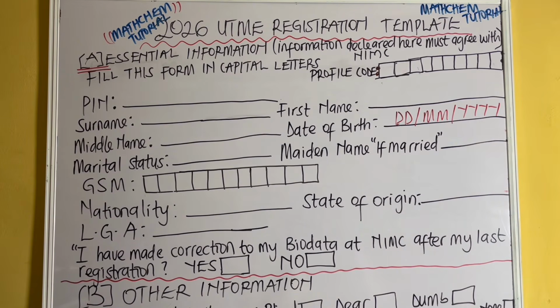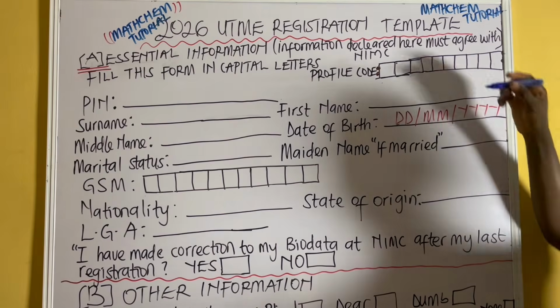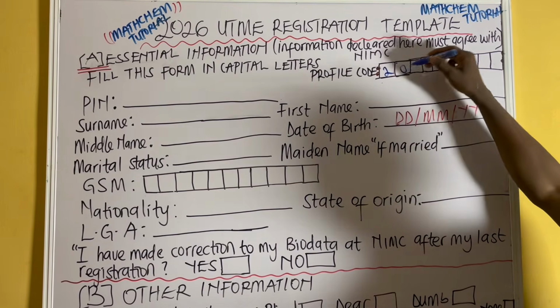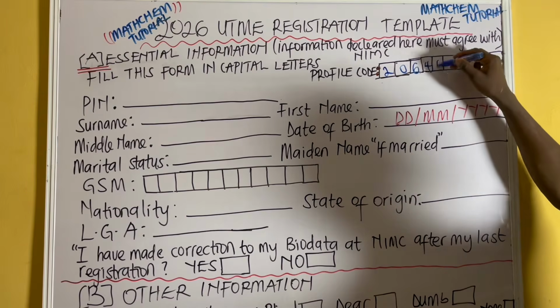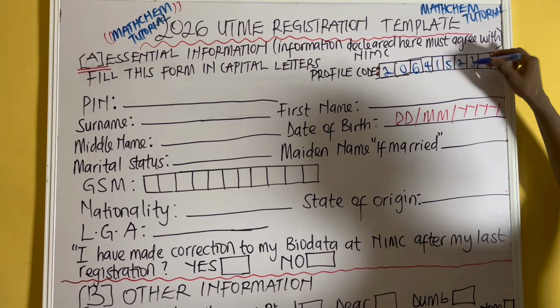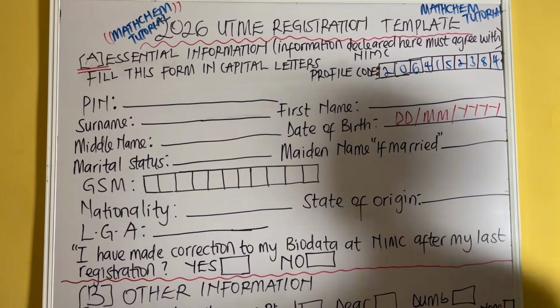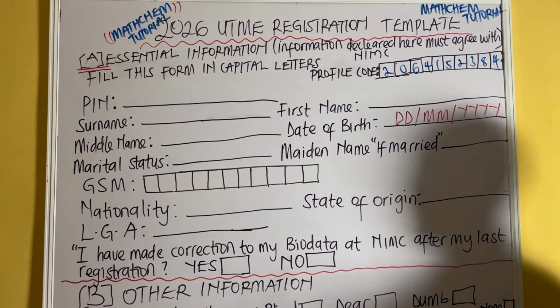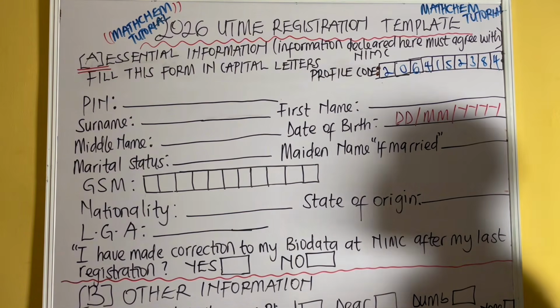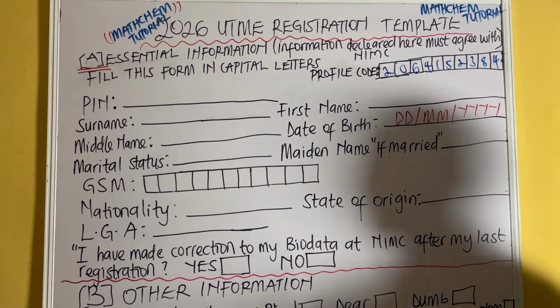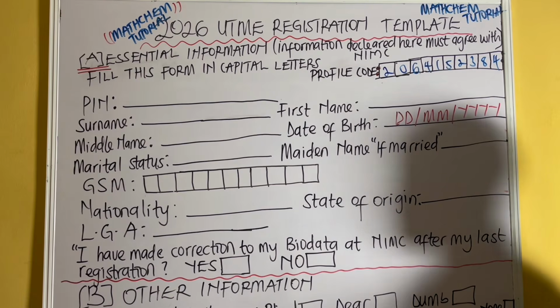I've done a video on how to generate the profile code. Now, for the profile code, I'm just guessing a particular profile code. Let's say this is 206415238. Please don't make a mistake with your profile code. It's a 10-digit number. Without a profile code, you cannot register for JAMB 2026, both UTME and direct entry. Profile code is the first thing to do when you are preparing to register for JAMB 2026.